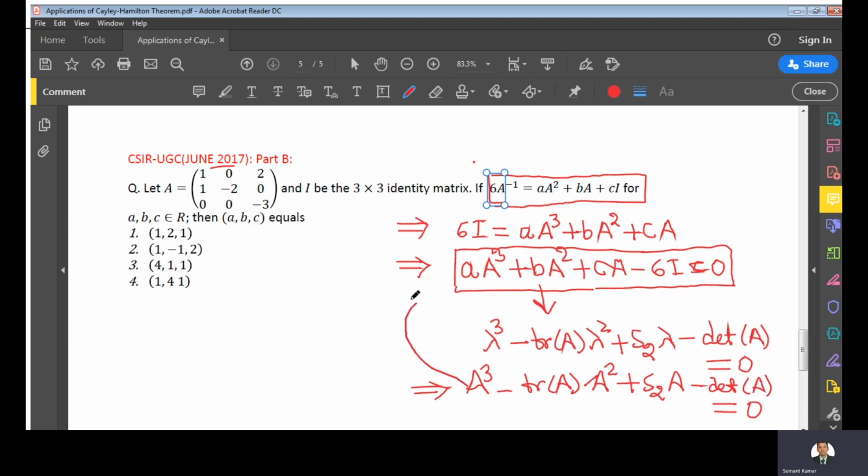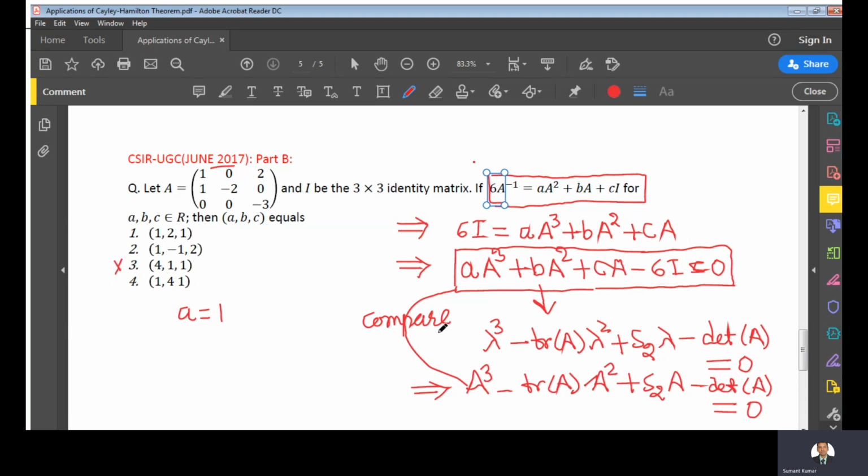So you compare these two equations, right? What are we getting? a is equal to 1. If you find a is equal to 1, very quickly you can discard one of these options, right? So this option 3 is incorrect, right?